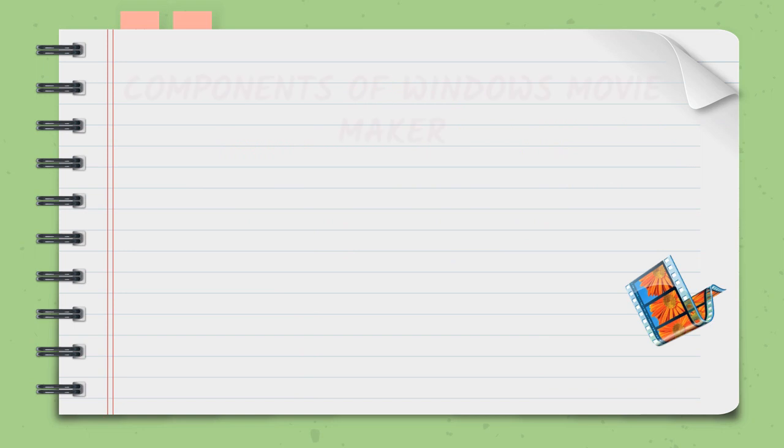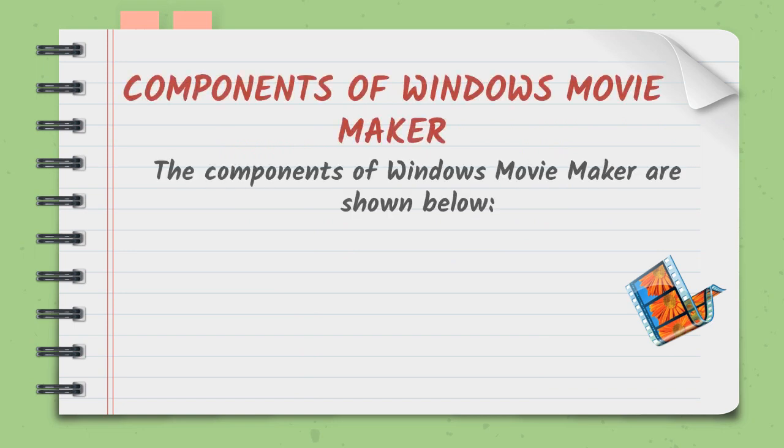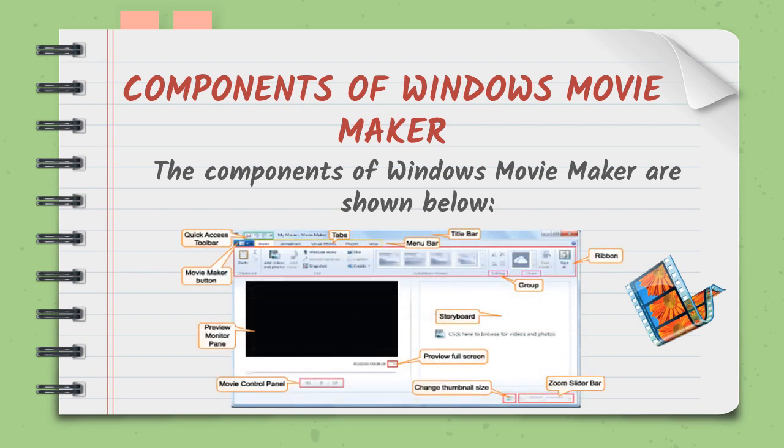Now let's discuss the components of Windows Movie Maker. The components of Windows Movie Maker are shown below. You can see many callouts on this picture. For example, the title bar, menu bar, tabs, quick access toolbar, Movie Maker button, groups, storyboards, preview full screen, change thumbnail size, zoom slider bar, ribbon, movie control panel, preview monitor pane, and etc.